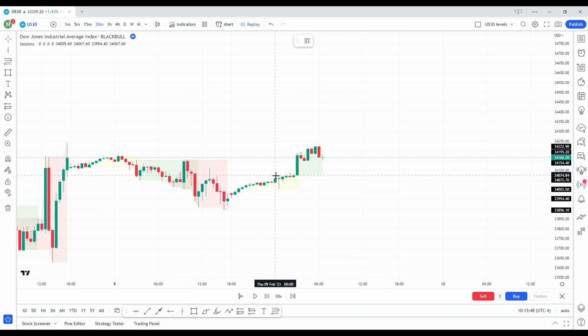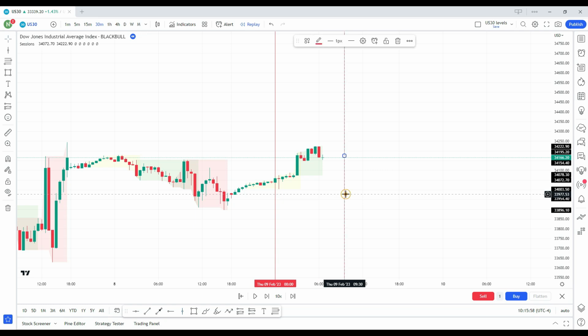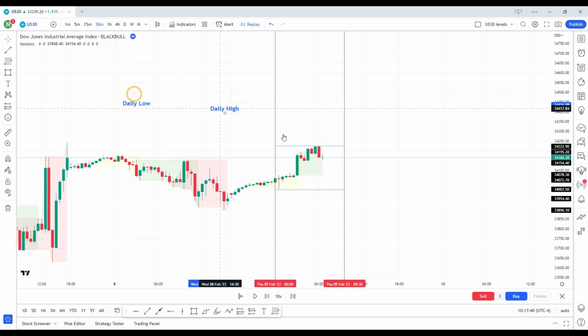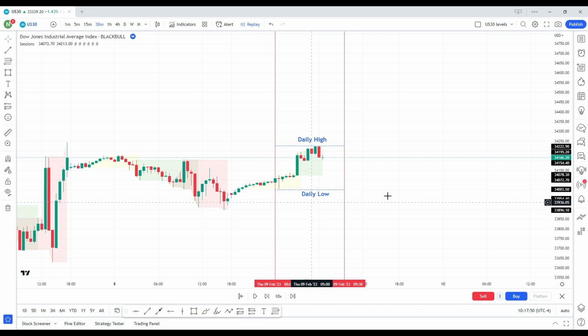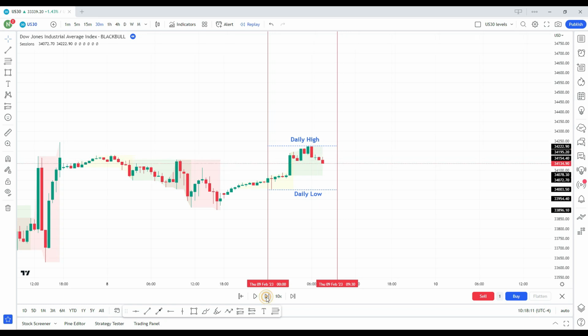Let's look at another example. So we mark the midnight candle and the 9:30 open. This is our daily high, this is our daily low. Now we want to see which of these, the daily high or daily low, will be liquidated after the 9:30 open. We are waiting for a liquidity grab after 9:30.